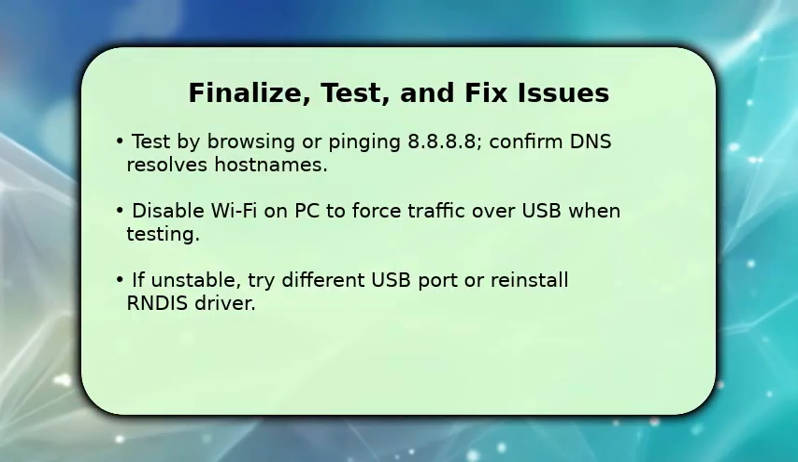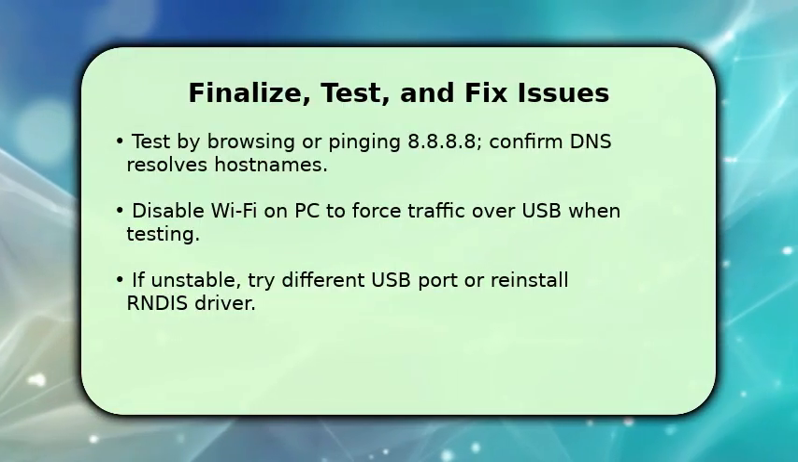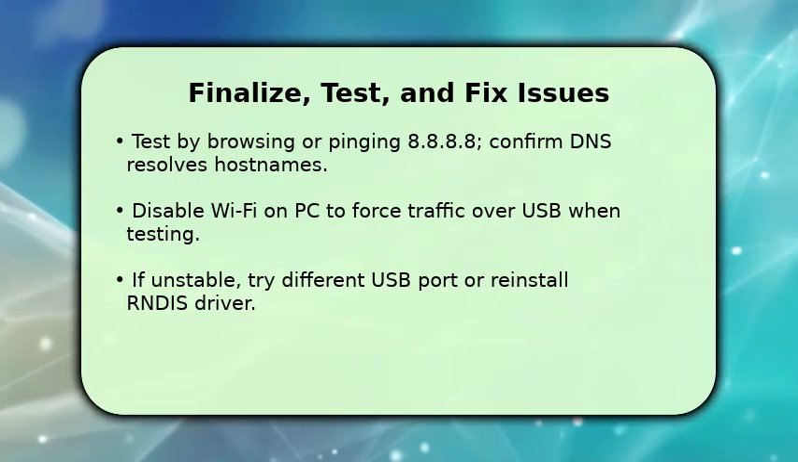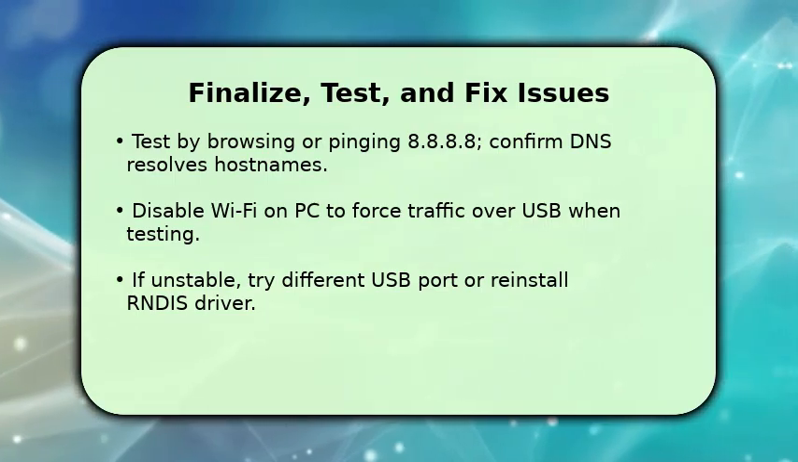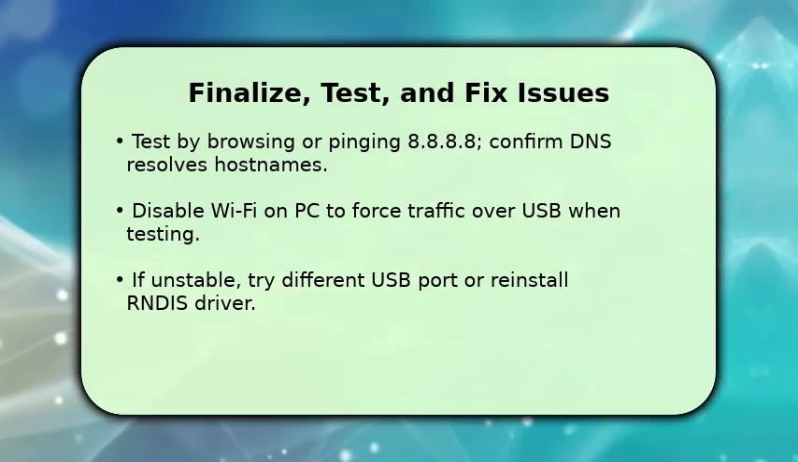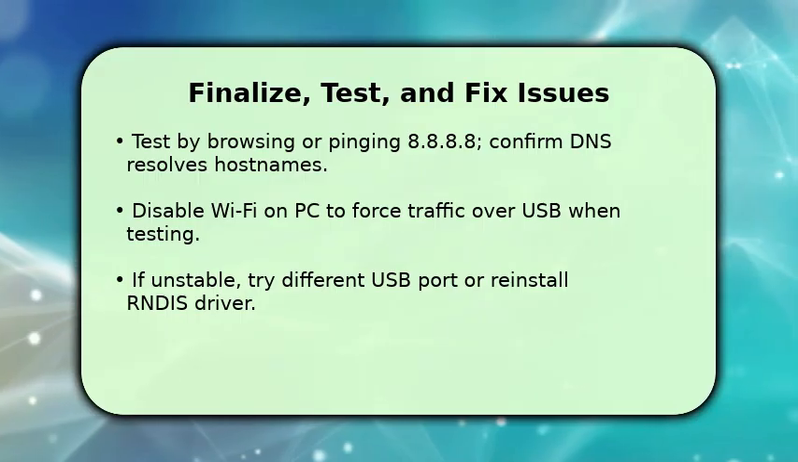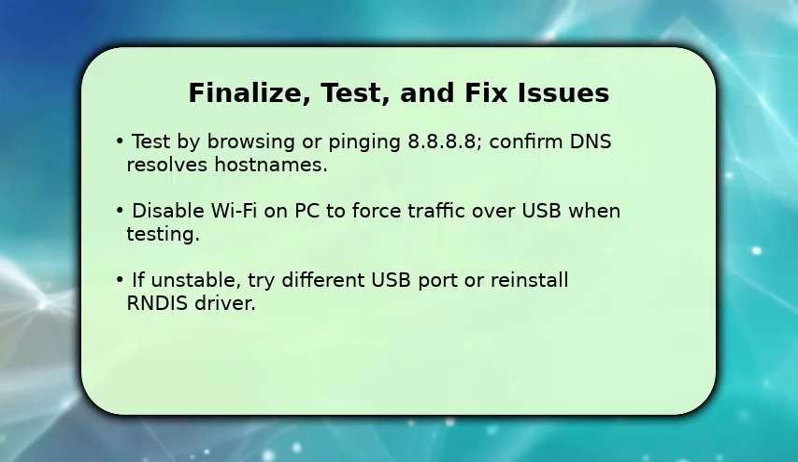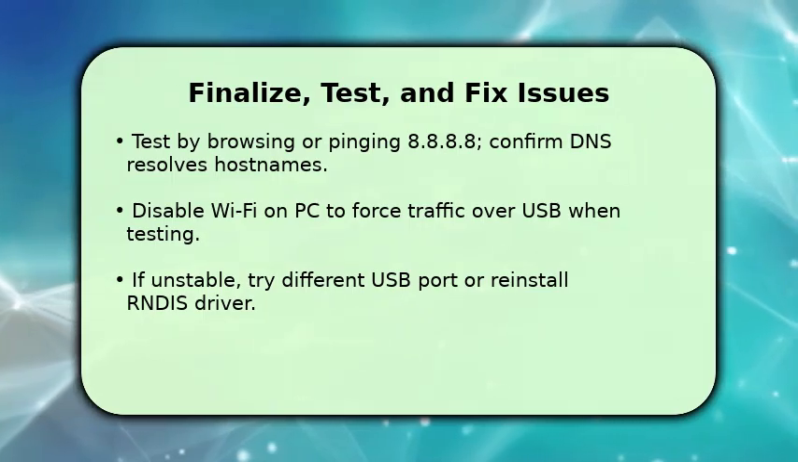Finish by testing connectivity. Open a browser and load a page or ping 8.8.8.8 to validate routing. If it works, make sure DNS resolves and that PC firewall rules allow outbound traffic. If the link is slow, disable Wi-Fi temporarily to ensure traffic uses the USB path and check signal strength on the phone.